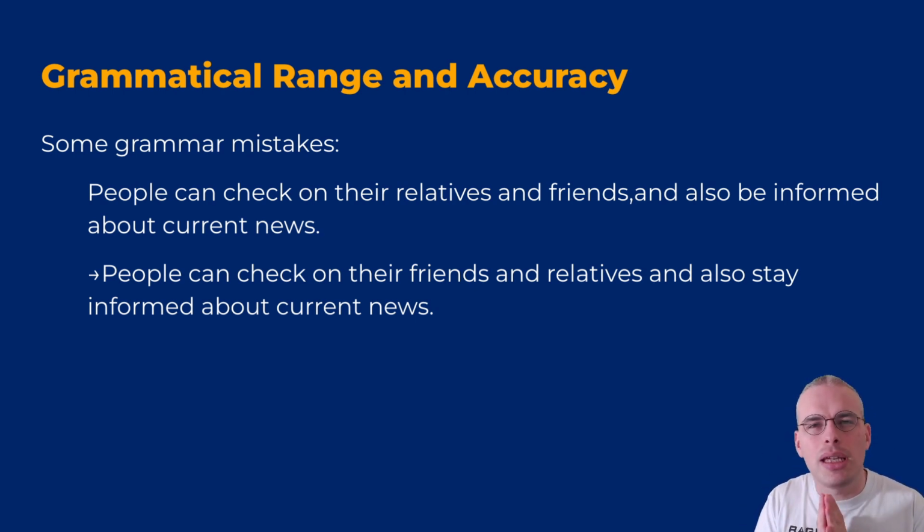Now, what that means is if you take the 2 halves of this sentence, only one of them could be a sentence on its own. So if you say people can check on their relatives and friends, that makes sense on its own. So you can have that as a sentence. That one can be an independent clause. But the second half, and also be informed about current news, isn't a complete sentence on its own. So because that's not a complete sentence, you don't need to use a comma here.